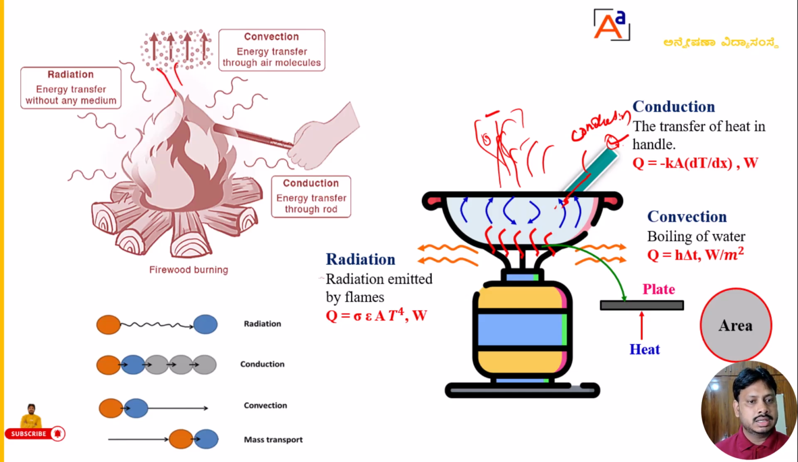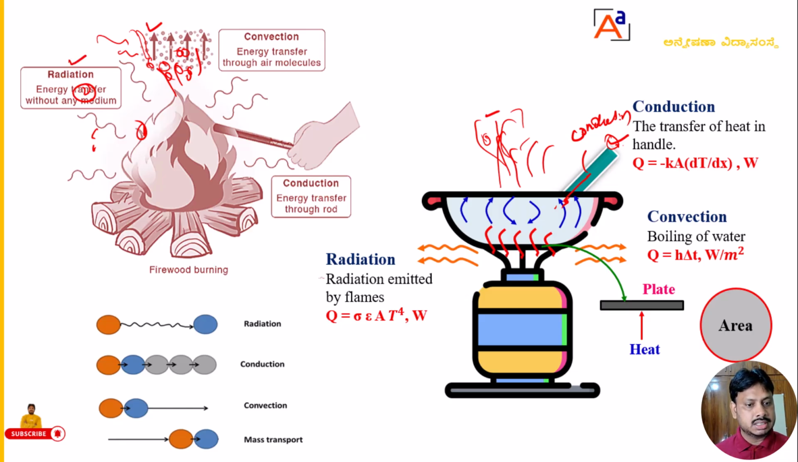Or else here, hot air is coming. The hot air molecules are going to interact with the fire, then they become hot molecules and move upward. Then those hot molecules are going to interact with the cold molecules of air. Hence the heat is going to transfer from hot molecules to cold molecules. That is nothing but convection heat transfer. If there is no media, but heat is going to transfer from this point to this point in the form of electromagnetic wave, that type of heat transfer we call radiation heat transfer.